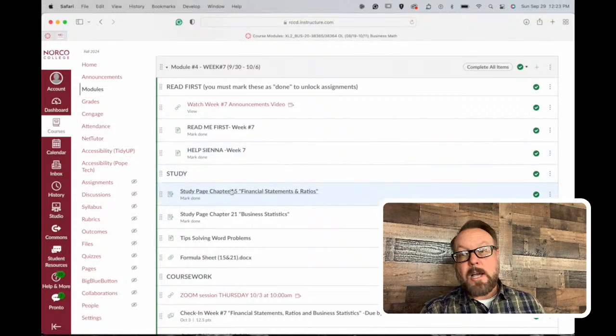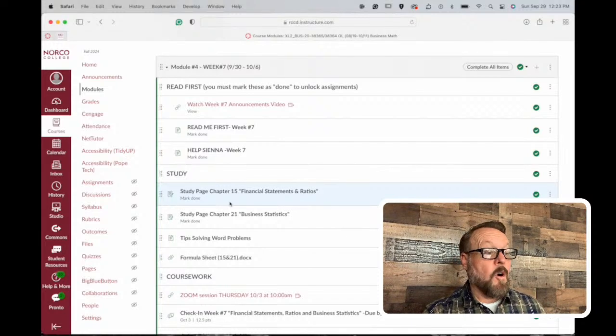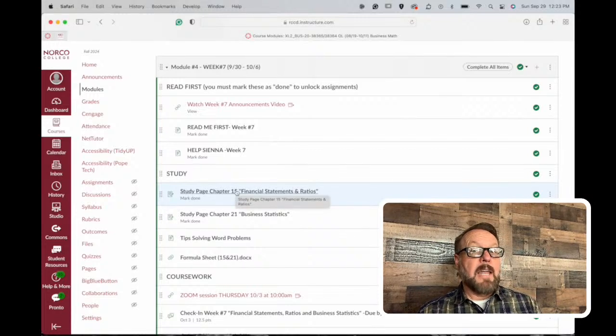So there's a study page for chapter 15 and chapter 21. I show you what areas you need to look at in the book. You don't need to cover all the areas, but you're definitely going to be doing a horizontal and vertical analysis of an income statement. And then you're also going to be doing some of the formulas and ratios that go along with that to find out the health of the business.